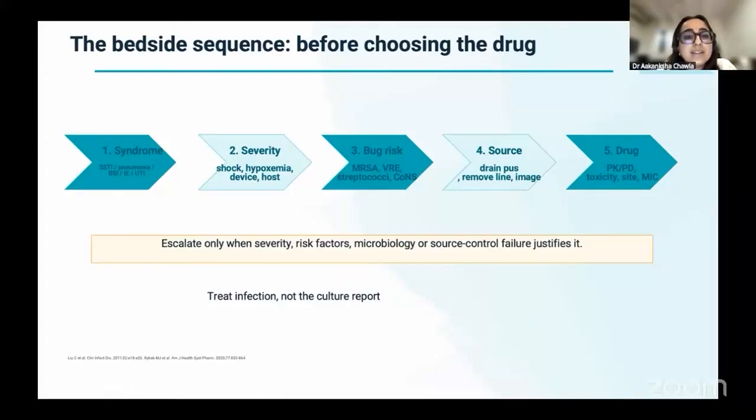Are you dealing with a device or a source which is infected? How's your host? Is he an immunosuppressed host? Then, are you dealing with resistant bugs? What is the source of infection? Are you appropriately addressing it? If it needs drainage, have you taken measures to do so? And then deciding on the therapy based on the PK/PD, the toxicity profile, the site of infection, and the MIC targets. So you treat the infection, not just the culture report, and escalate only when severity, risk factors, microbiology, or source control fail to justify.